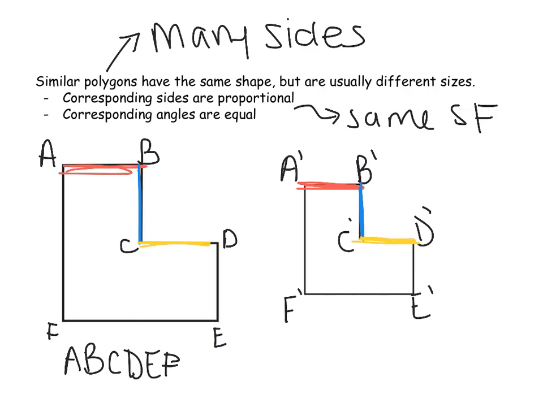So just like before, we have our corresponding sides, which are the matching sides, but we also have matching angles. So angle A would match or correspond with A prime. And the thing that we're adding now is that our corresponding angles are equal. So in this example, angle A was 90 degrees. A prime is also 90 degrees. So that's something to keep in mind as well. Our corresponding sides are going to have the same scale factor, and our corresponding angles are going to be the same.